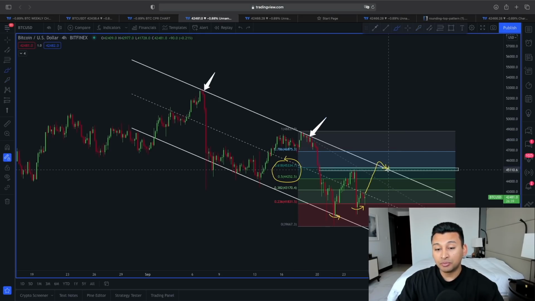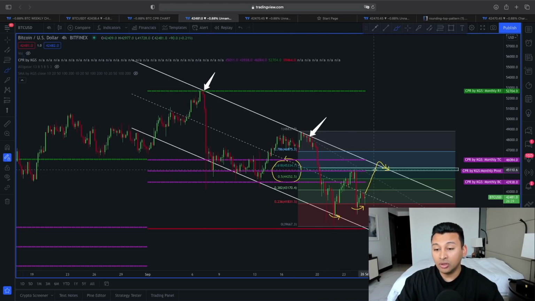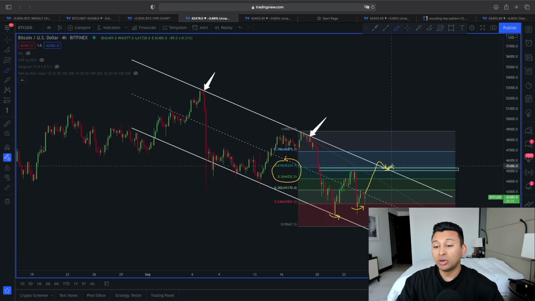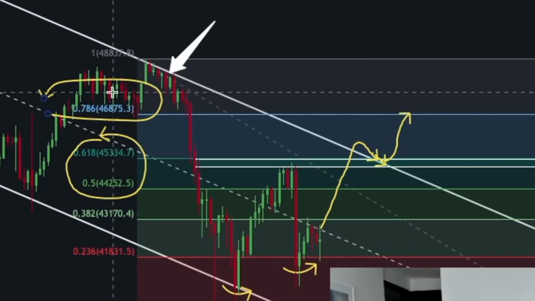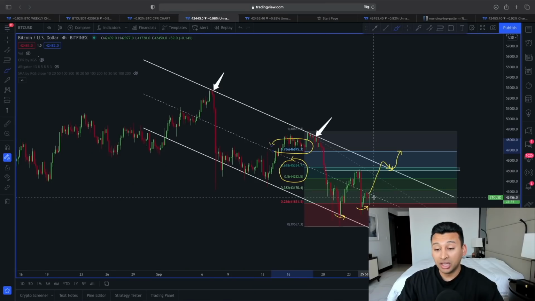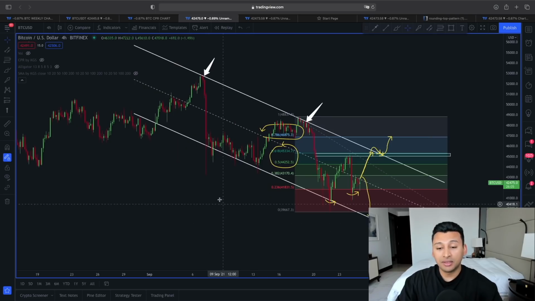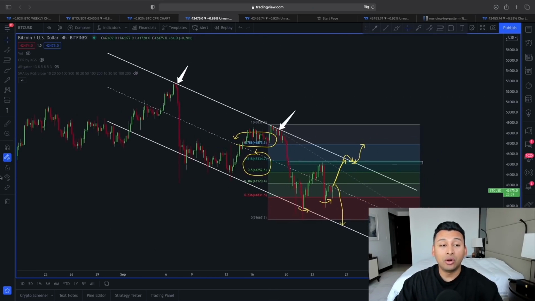So if we break out of this 0.618, which is around 45,000, and also according to the CPI lines, you can see the central CPI line exactly here in the middle, that's also lying around 45,000. So if we do break out of this 45,000, then the price of Bitcoin could be more likely to continue this rally at least towards this 0.786, that's lying around the 46,800 price area. But getting rejection before even running this high could also trigger another pullback towards the lower line area of this descending channel, guys. So let me wrap all this up for you.